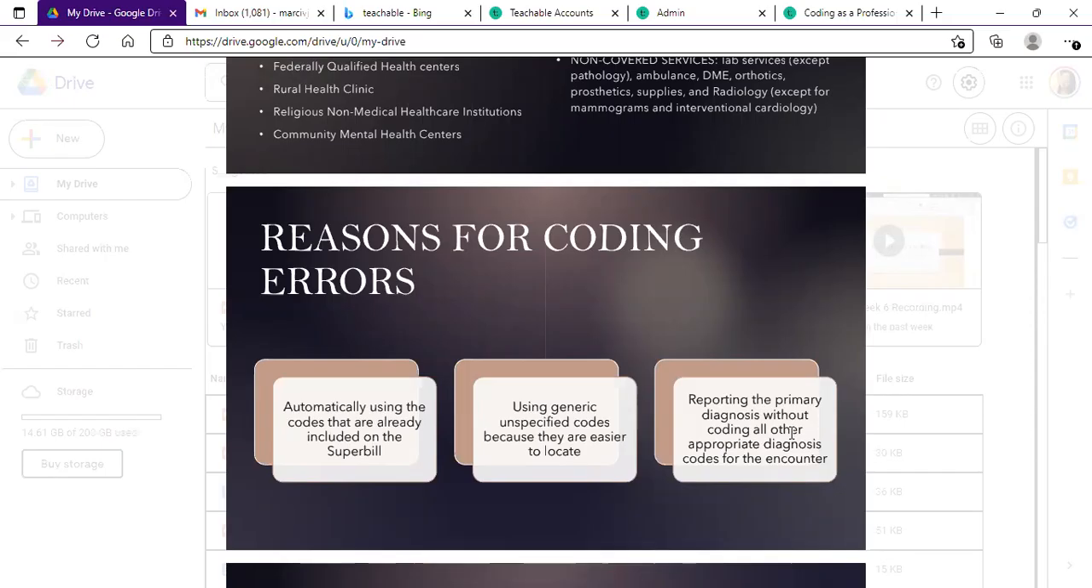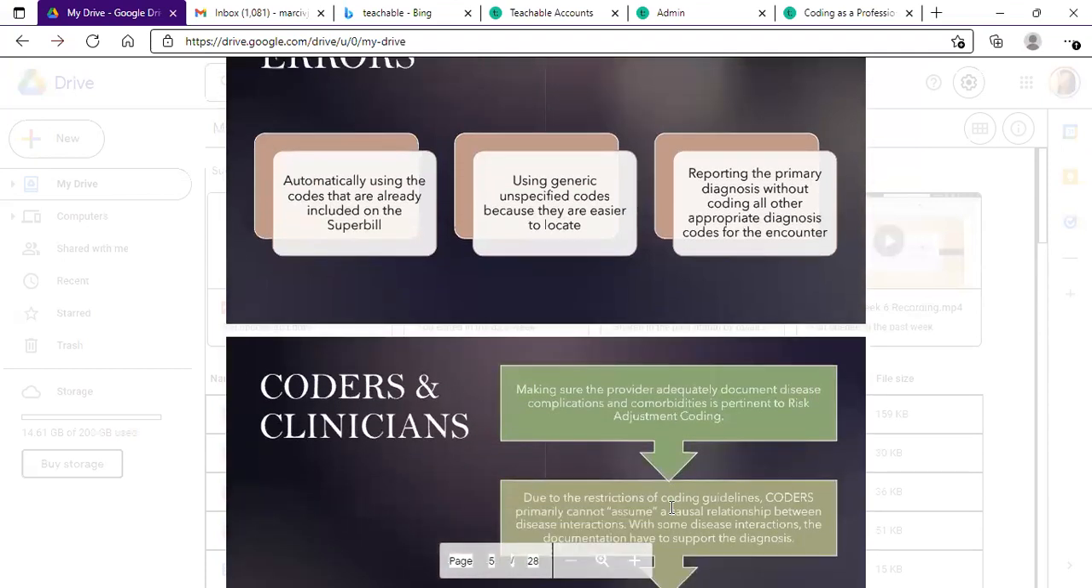Another reason: reporting the primary diagnosis without coding all other appropriate diagnosis codes for the encounter. The primary diagnosis means the primary thing that you came in for. If someone codes that without coding all of the other diagnoses that should be coded in this encounter. So if you're coming in for the flu or fever or whatever, and then you're also coming in for your toenail hurting, then I'm not just coding the primary thing. I'm coding everything that's documented that's going on for this specific encounter. So when you're coding, you're taking the encounters one at a time.